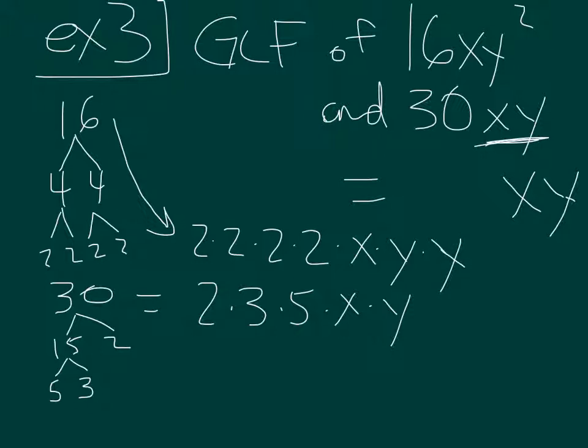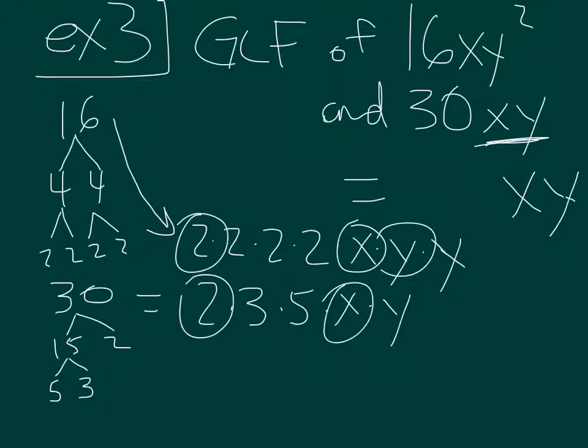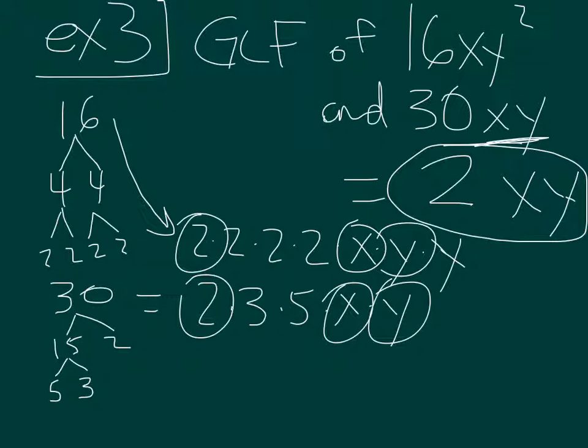Once you list out that factor tree, then you just find what's common. They both have a 2, they both have an x, they both have a y. So therefore my answer is 2xy is the greatest common factor of those monomials.